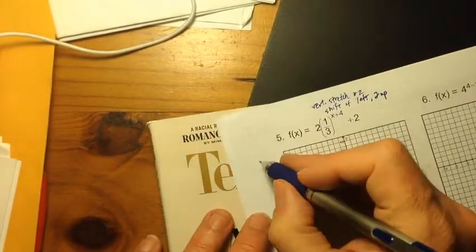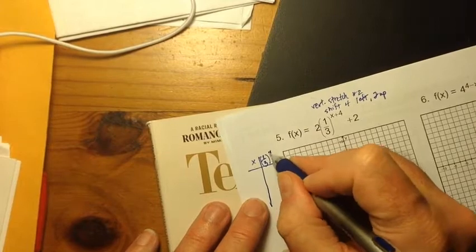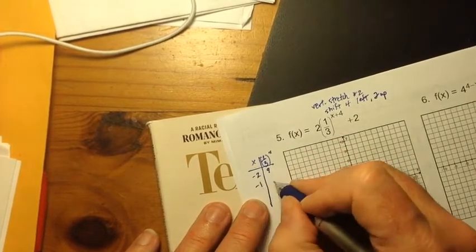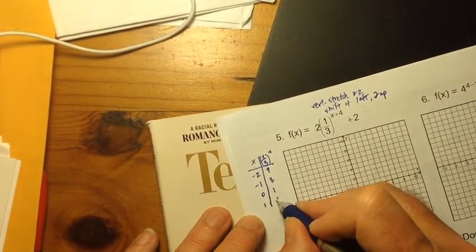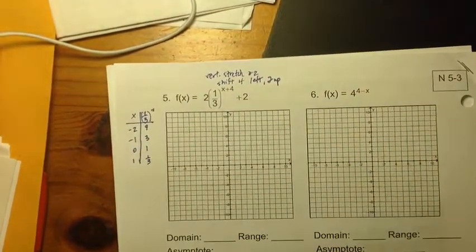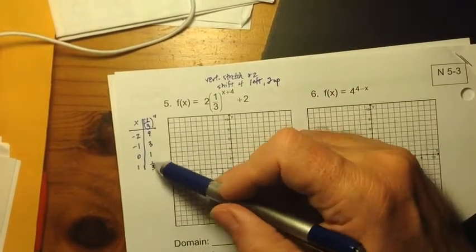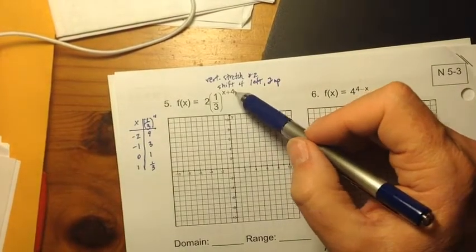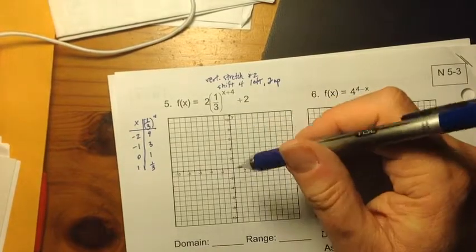All right, I'm going to make myself a little table here. X, 1/3 to the x. If I had negative 2, I'd have 9. If I had negative 1, I would have 3. 0 is 1, and 1 is 1/3. Okie doke. And then I'm going to multiply each of these times 2. So for example, if I put in 0 here and get 1, then I'm going to have 2 times that. All right?